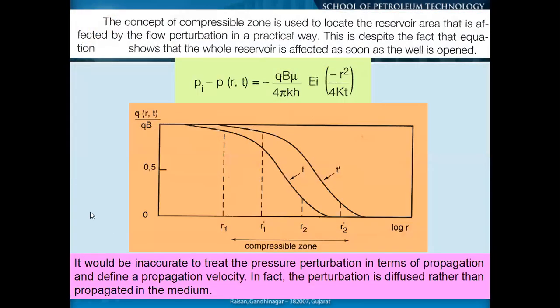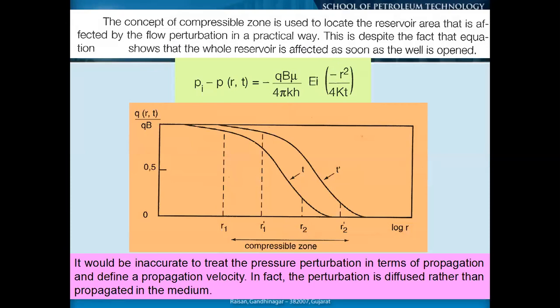Okay, so this mathematical part I will come to afterwards. The concept of compressibility zone is used to locate the reservoir area that is in fact affected by the flow perturbation in a practical way. So what is happening? I gave you an analogy: the ripple marks when we drop a stone in a pond or well, water. So the ripple marks are moving.